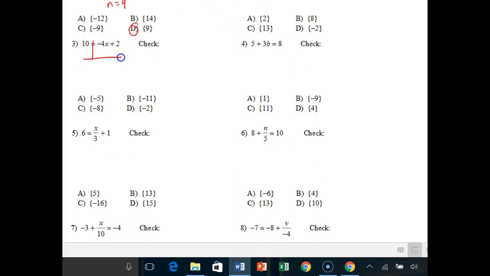Here, we're going to go ahead and add, I meant to do this in a different color. I'm going to go ahead and add negative 2 to both sides. Cross those out, drop that down. We got 8 is equal to negative 4x. Watch your negatives. Divide by negative 4. That was a negative, so cancel those out. X is equal to negative 2, right?